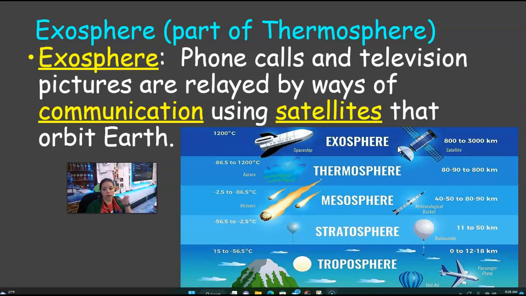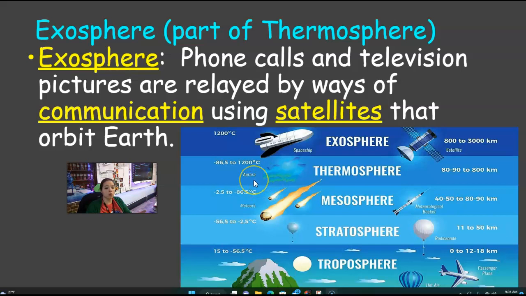So just a rehash of what we're looking at. Troposphere, this is where you get the weather. Stratosphere, that's where all your planes and everything are. Mesosphere, you're going to have your meteoroids. Thermosphere, in the ionosphere, that's going to be your radio waves.